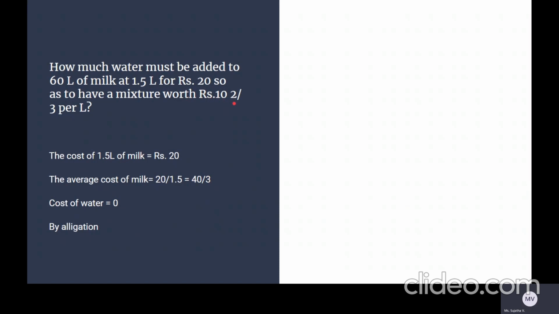Let's look at how to represent it diagrammatically, if you remember the diagrammatic representation. We have milk on one side and water on the other side, and the mixture's cost price is 32 by 3. How did we get 32 by 3? 10 and 2 by 3 I have made into 32 by 3. Now we have to subtract it, A2 minus A. So what do we get? 32 by 3 on one side, and on the other side 8 by 3, which is 40 by 3 minus 32 by 3.